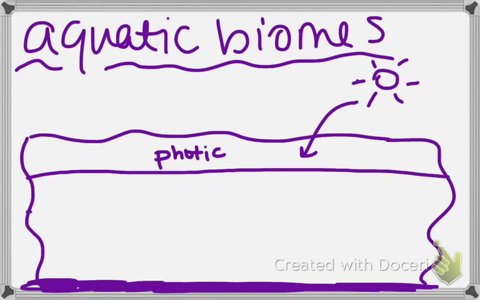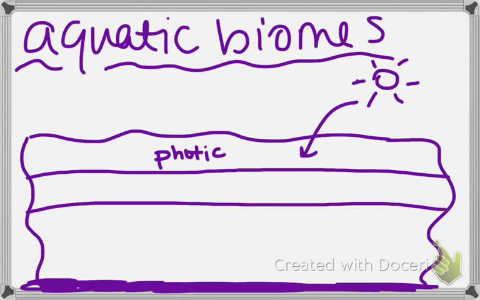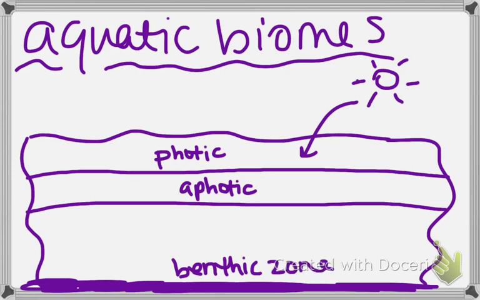What about that zone that the light does not penetrate anymore? What could I put in front of photic to make it not or non? Aphotic. This is right below the photic zone, but it is far enough down that the light cannot penetrate it. And then, what's the very bottom of any type of body of water? It is the benthic zone. I would make sure that I knew the parts of my bodies of water.